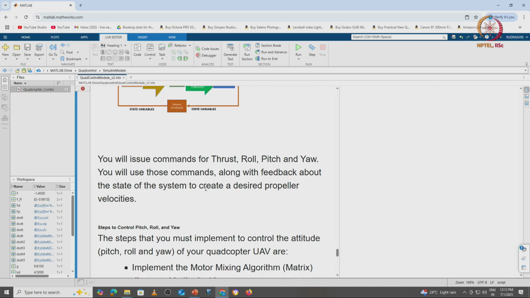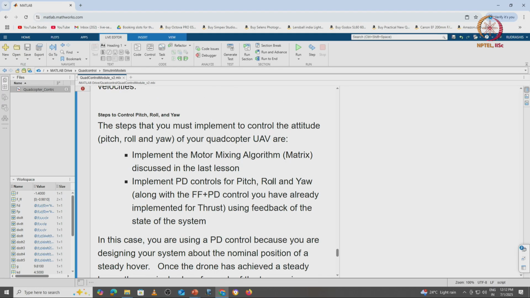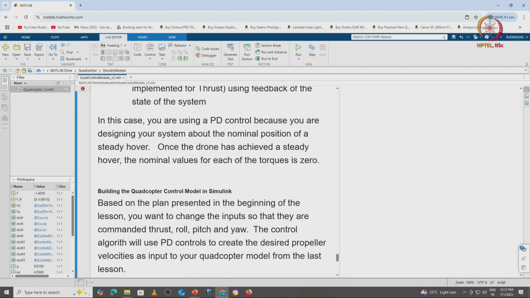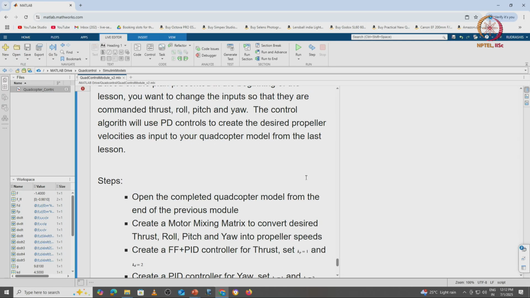So what am I looking at? I am looking at a PD control for pitch, roll and yaw, along with feed forward plus PD control, similar to what we did for the thrust command, and then I have a motor mixing matrix. I am going to see how it works. We talked about building a basic quadcopter in the previous lecture, module 2, where we talked about the rigid body and then its dynamics. We demonstrated how this can be implemented in Simulink, so I am not going over it again. I have the entire dynamics available to me.